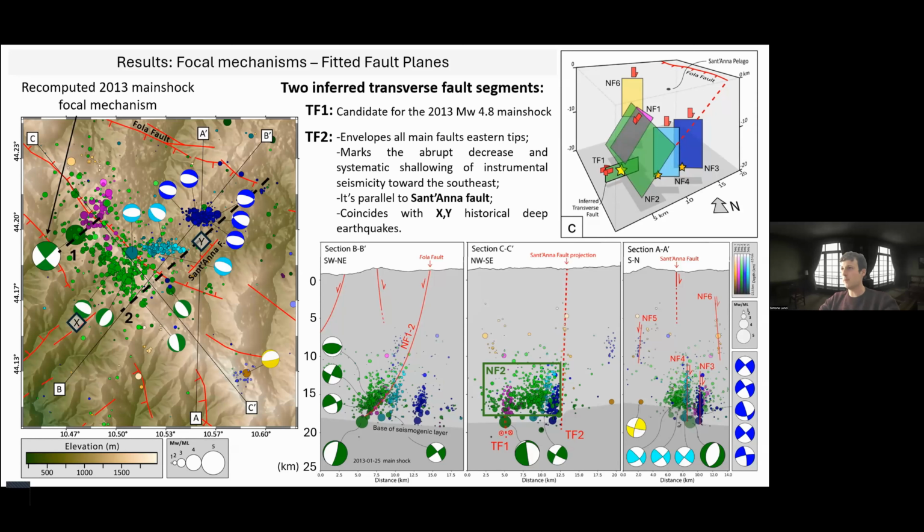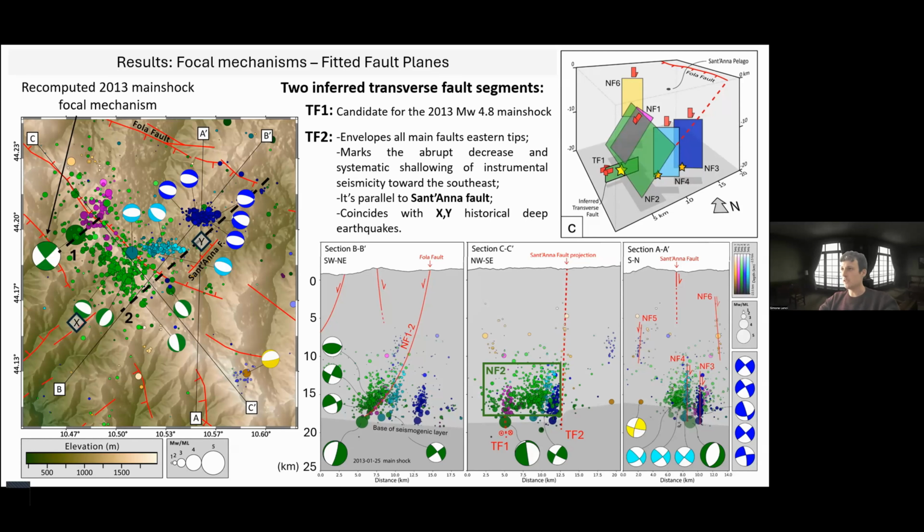So for the main sequence, we suggest these two separate structures: a deep strike-slip at TF1 and a shallower dip-slip NF2. Another major transverse plane can then be inferred, which is TF2 in the figure, as it envelops all the eastern tips of the main clusters.